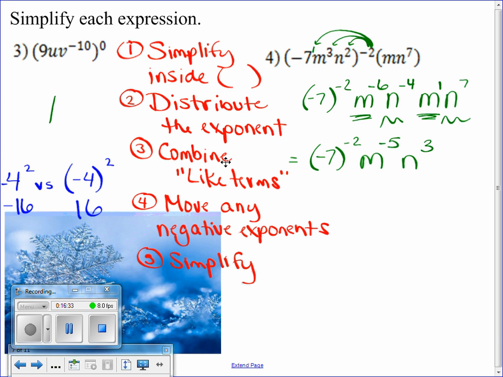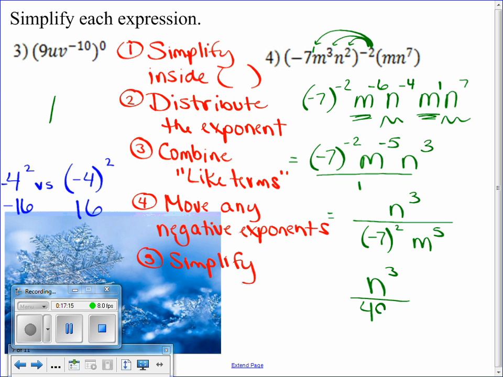All right, so that was step 3. I collected my like terms, kind of cleaned it up. Step 4, move any negative exponents. Again, right now this whole thing's over 1. So what needs to move? -7 and m. Good. So the n to the 3rd can stay on the top, but I'm going to move the -7 squared down and m to the +5. Right, so I moved my exponents, and then step 5, simplify. What's -7 squared? 49. So n cubed over 49 m to the 5th.